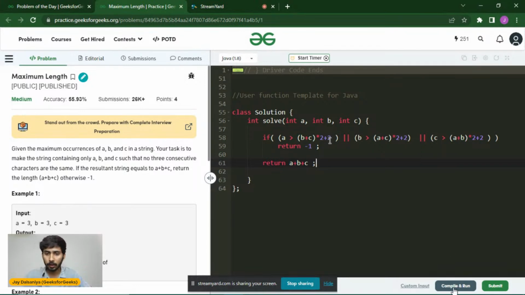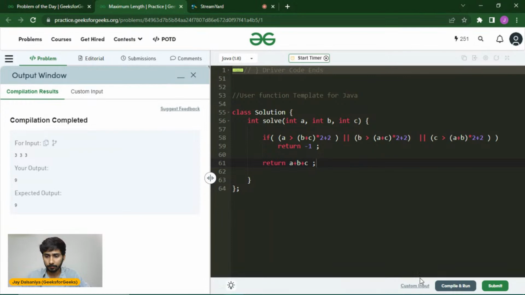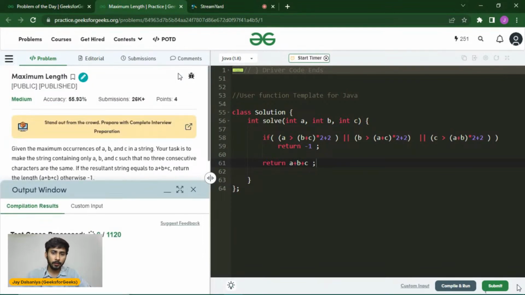So let's try to compile and run and see the compilation. Any doubt? Any doubt till now? Let's try to submit and see. Okay, and we can see the problem has been successfully submitted. We simply need to focus on what the question needs.